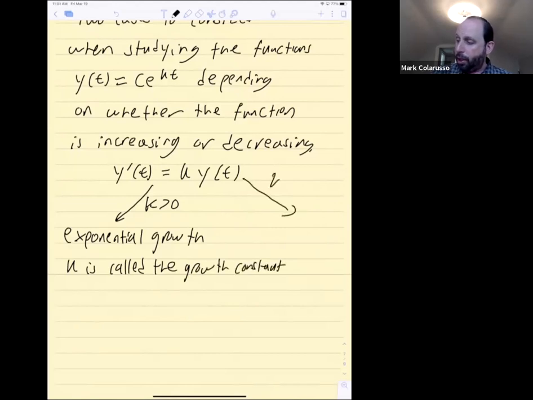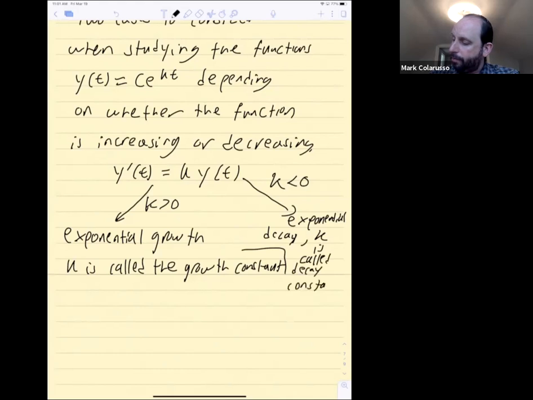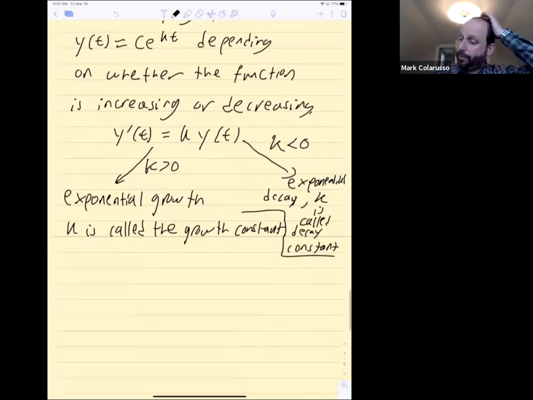The other situation is the radioactive situation, where the quantity is decreasing in an amount proportional to the quantity present. So that's like radioactive decay, where the isotope is decaying at a rate proportional to the amount present at a given time t. So this is called exponential decay. And k is called the decay constant in this case. I'm running out of room. Okay, so sorry about that.